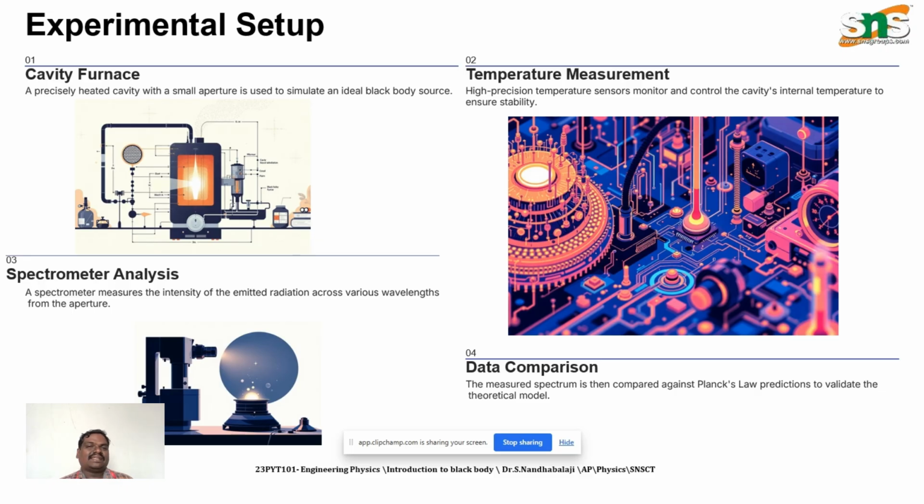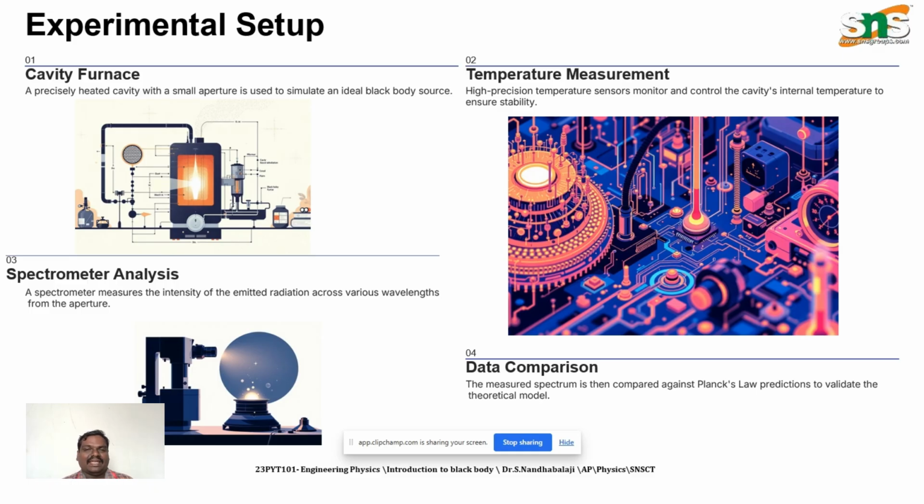In the experimental setup, we have four different parts. One is the cavity furnace, second is temperature measurement, third is spectrometer analysis, and fourth is data comparison. First one, cavity furnace: a precisely heated cavity with a small aperture is used to simulate an ideal blackbody source.